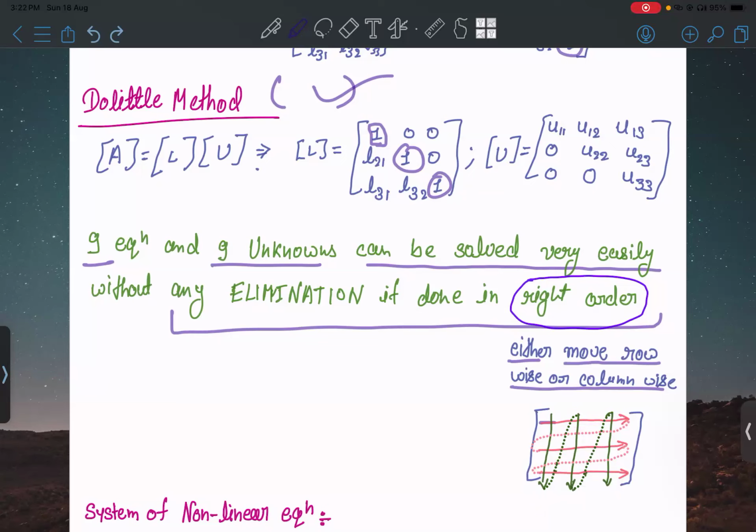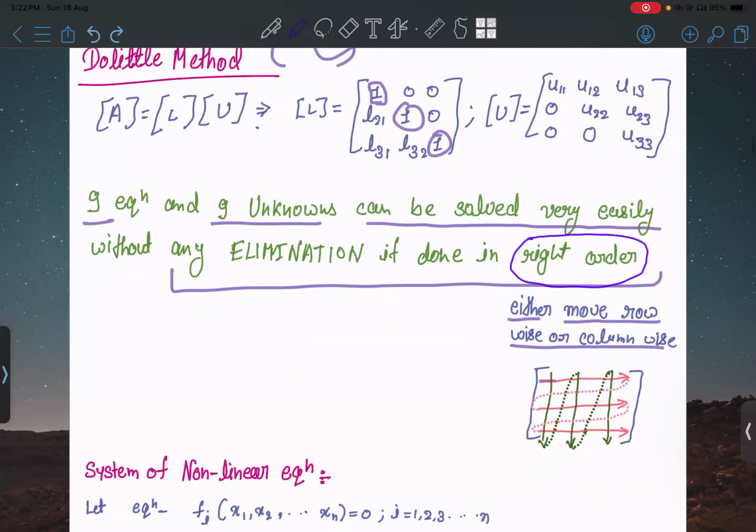Okay, so we'll maybe move forward now. So basically what we have seen, to solve a system of linear equations, we can solve either using the Gauss elimination process, or we can solve by using this LU decomposition method.